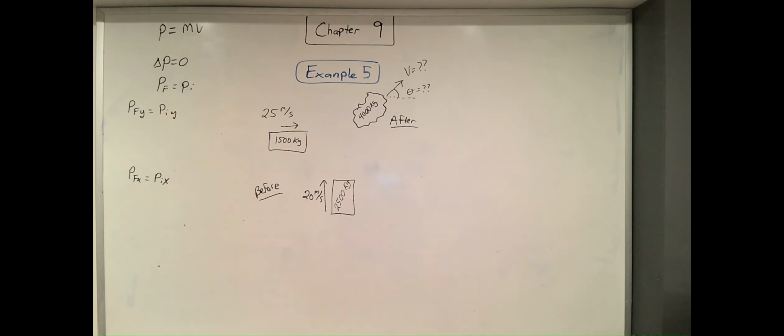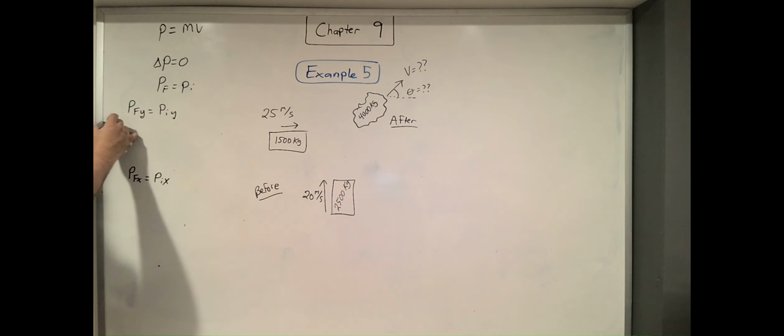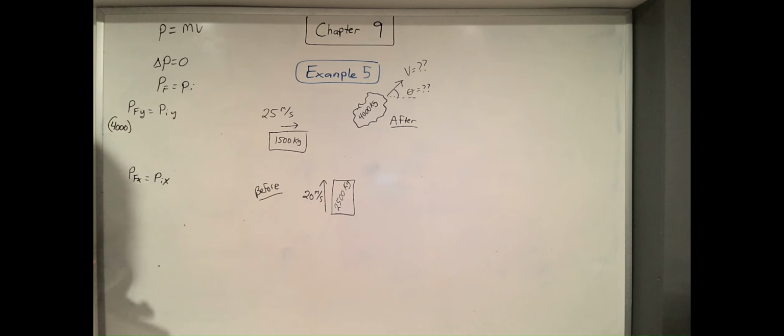Well, how are we going to start this one up? So here we've got our momentum. Let's start with the y's. We've got our momentum final in the y. We have one mass at that point. The mass is 4,000, it was given in the problem. So I'll jump right into that. I'll say that the mass is 4,000 in the end.